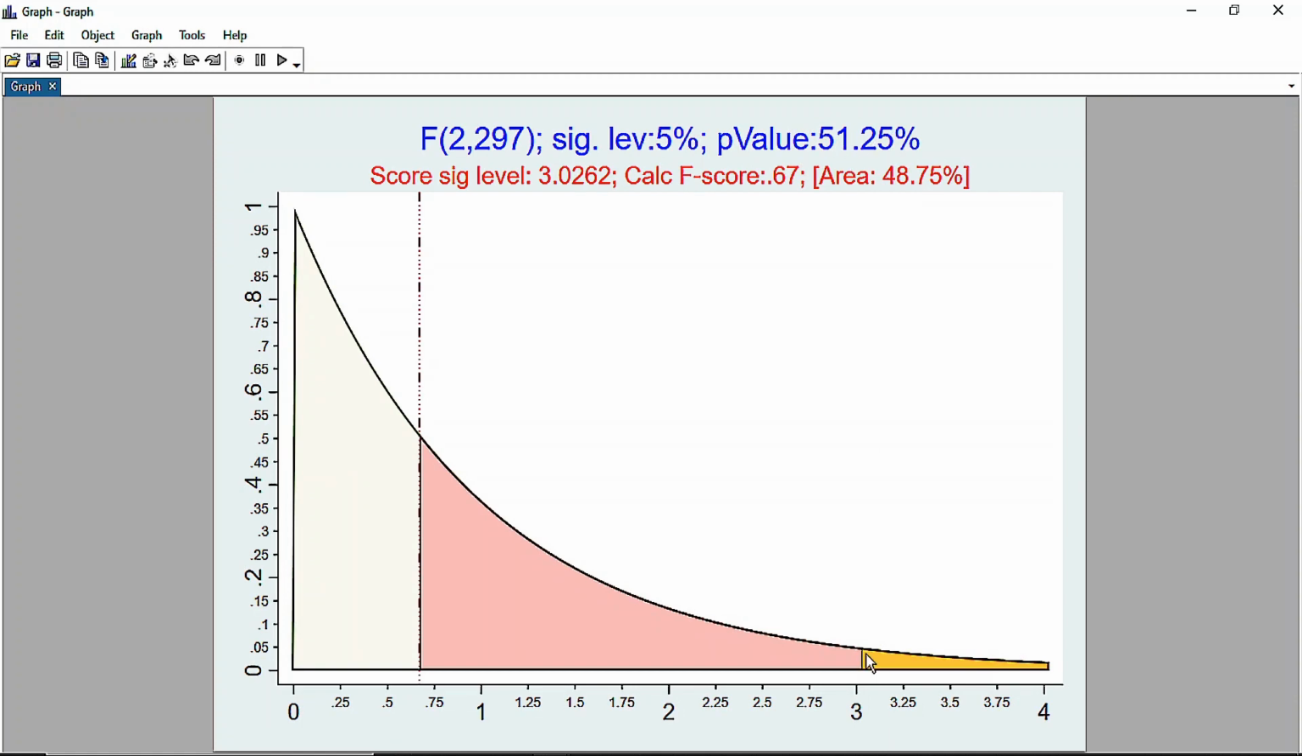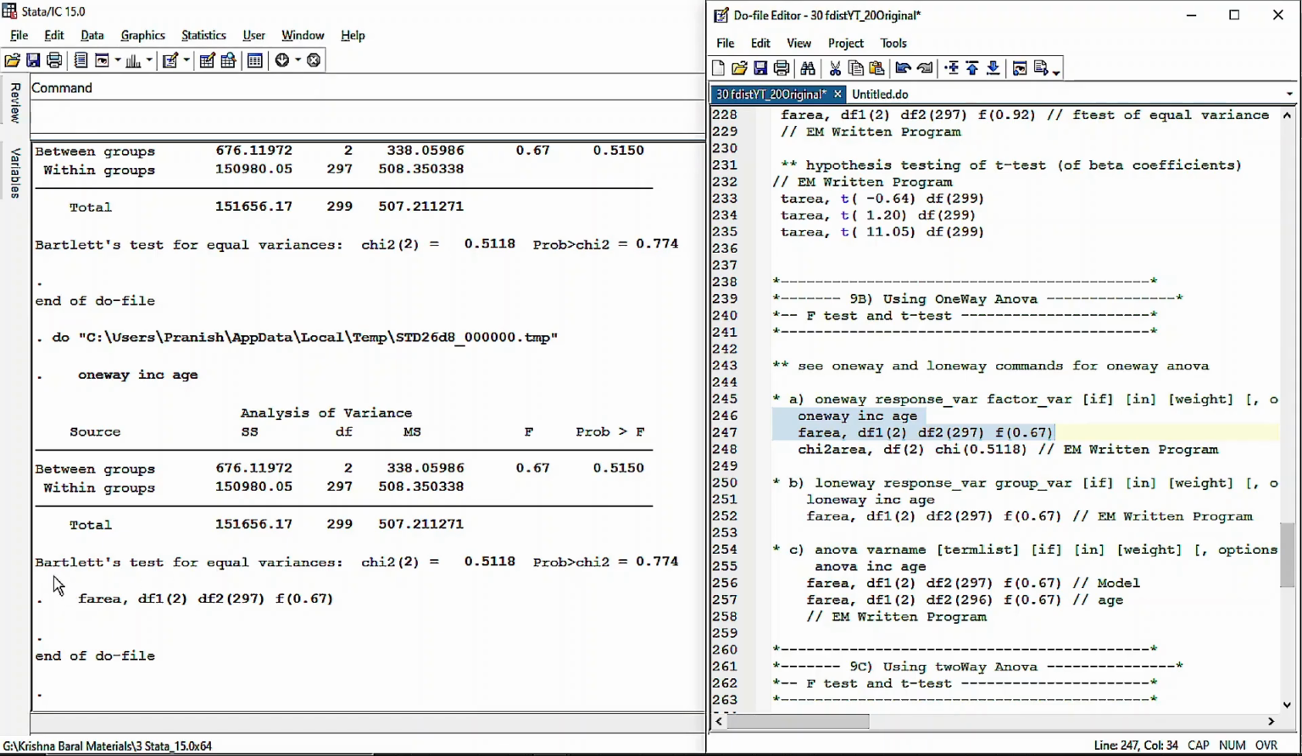So based on this graph, we are able to surpass the threshold set by the significance level of 5%, and its score is 3.02. So in this case, we fail to reject the null. In other words, the p-value is greater than our significance level, so we fail to reject the null. And we have Bartlett's test for equal variances, and the analysis is made on chi-square.